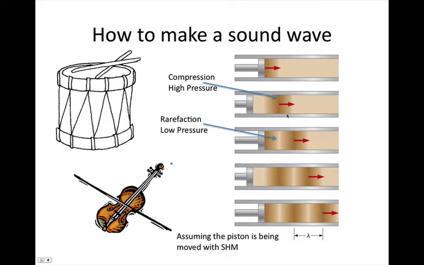The regions of maximum pressure, where we've got lots of particles, are called compressions, and the regions with low pressure are called rarefactions. There's a wavelength between each of the compressions and also between each of the rarefactions. So we're going to assume now that this piston is being moved in and out with simple harmonic motion.